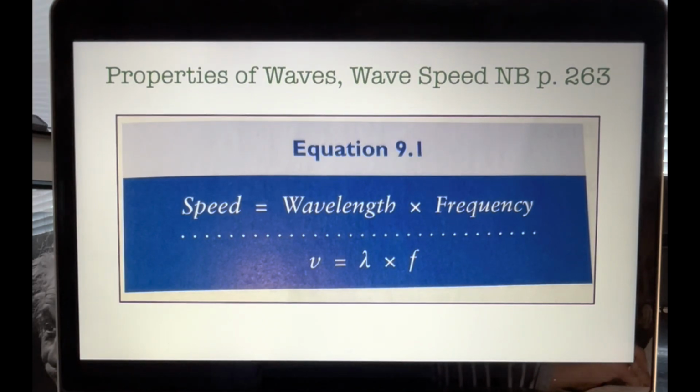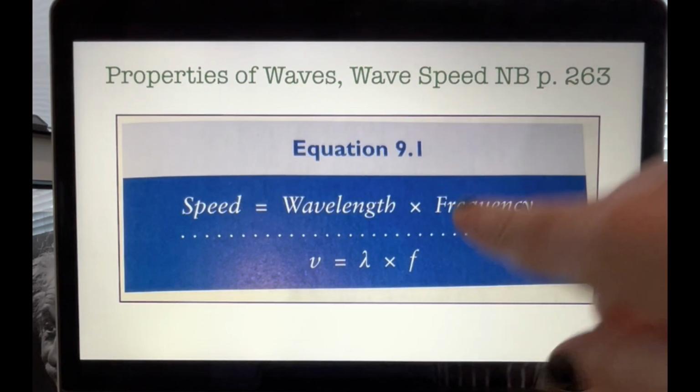Remember from Module 6 that the speed of an object equals its distance divided by its time. Well, you can calculate the speed of a wave if you know its wavelength, which is the distance in meters, and its frequency, which is the number of cycles in 1 second, which is time. So let's look at this equation. Speed equals wavelength times frequency.